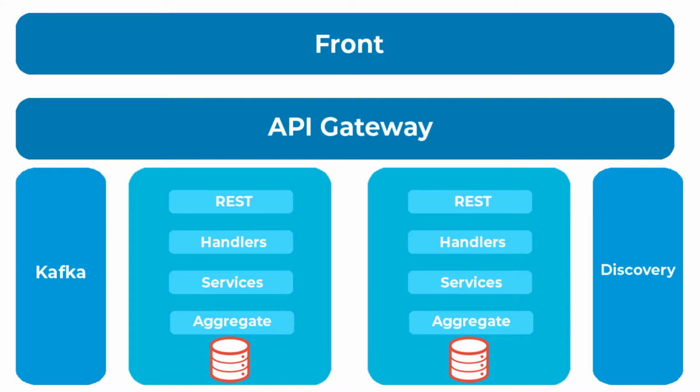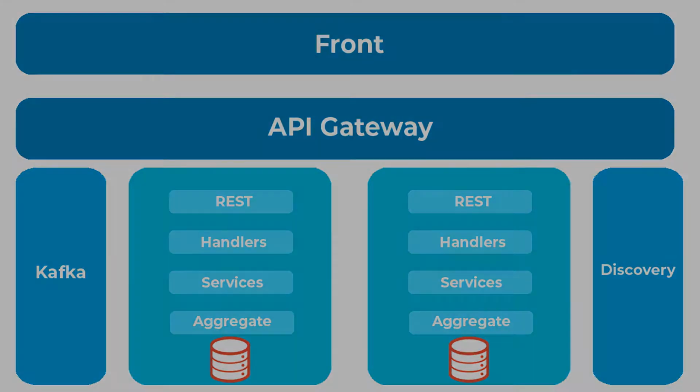It will have a front connected to the microservices through an API gateway, a Kafka broker, and a discovery service. All of this will be automatically configured by the Minos CLI.